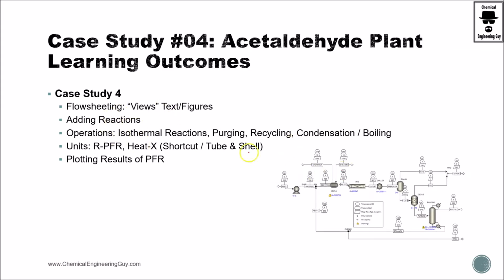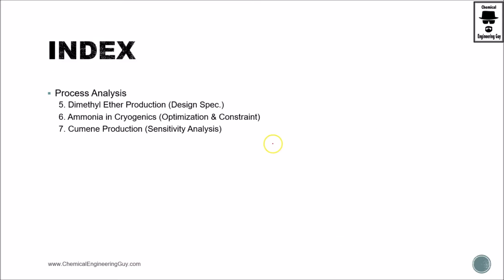We continue with case study number 4, still analyzing a little bit on flow sheeting techniques, adding reactions to a PFR, which is actually a plug flow reactor, a pipe reactor, heat exchanger, a little bit more on the HeatX, shortcut, tube and shell exchanger, and plotting some results on the units. As you can see, we still have some recycling and purging.